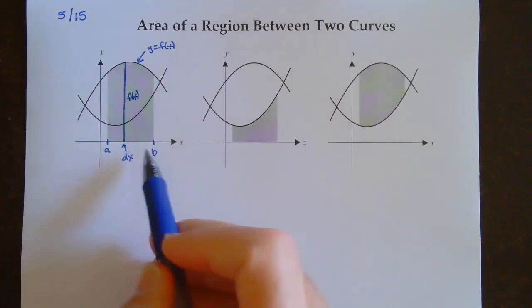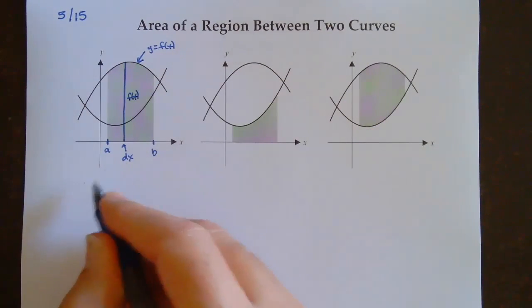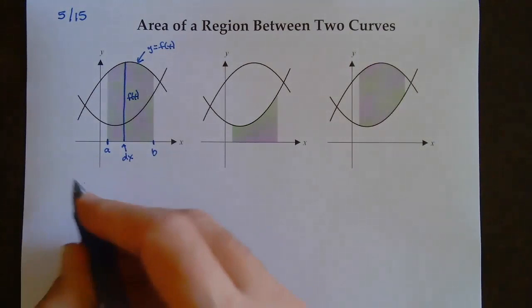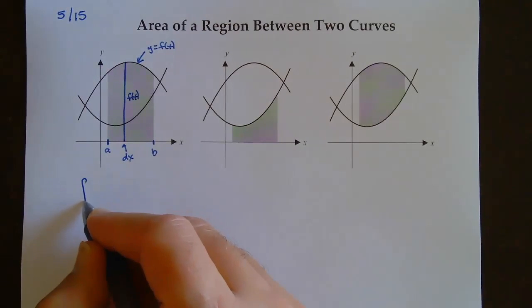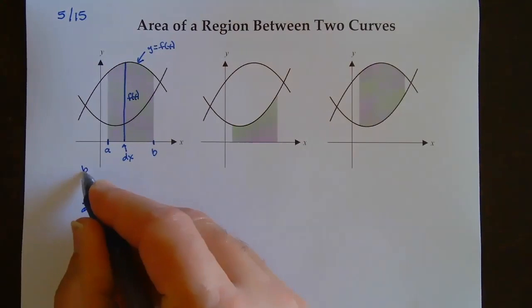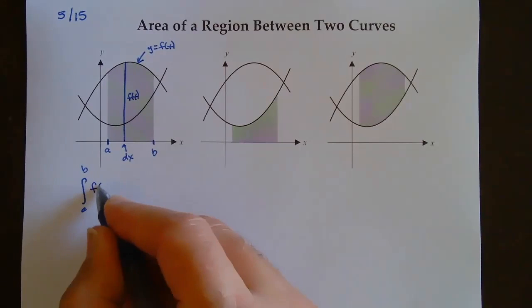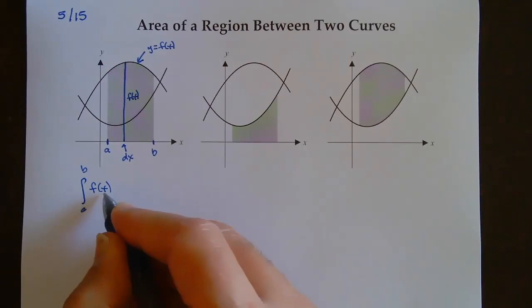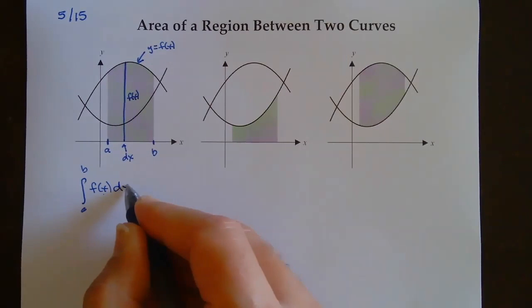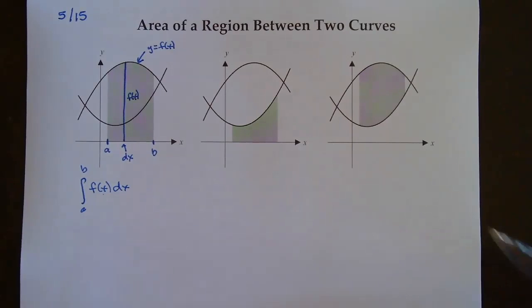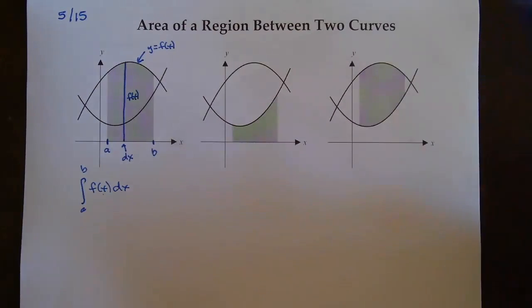To find this area, all I would need to do is collect all the rectangles between A and B, and we do that with an integral. So from A to B, f of x, which is the height, times dx, and that would give you the area of this shaded region right here. All right, then we want to go to the next one.